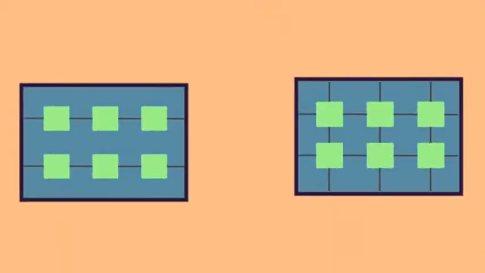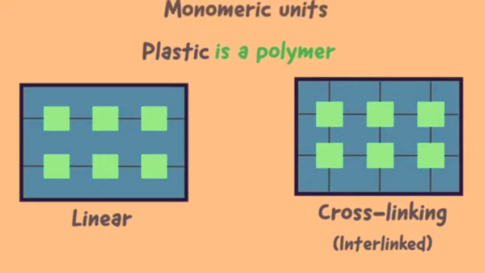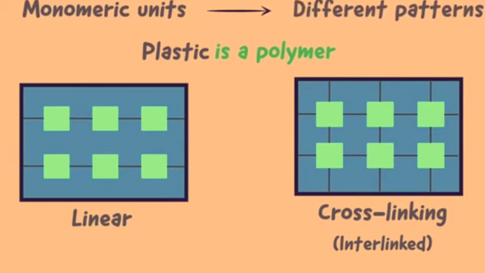Now here we see polymers. The first one makes a line, so it is called a linear polymer, whereas in the other one we see links going across, so it is called a cross-linking polymer. Now plastic can be linear as well as cross-linking. It's just a polymer. It can have monomeric units, but the monomeric units are in different patterns. That is what gives plastic its particular shape and structure. Either it can be a linear polymer or a cross-linking polymer. Now let's study it further.